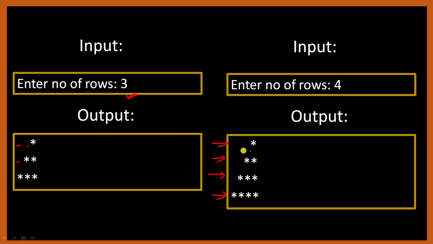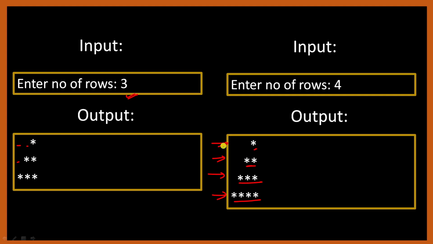And here you can see in each row how many stars there are. In the first row 1 star, in row number 2, 2 stars, row number 3, 3 stars, row number 4, 4 stars. So you will say that we have seen this question in our previous video. We have discussed it, but basically that question was something different.